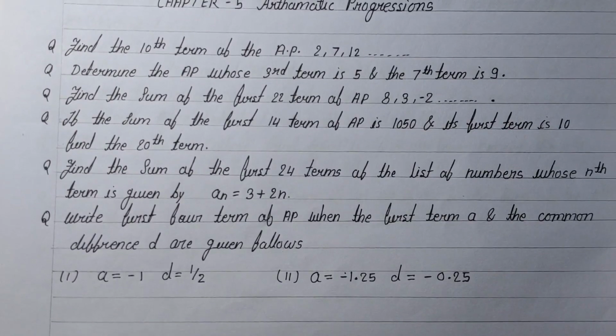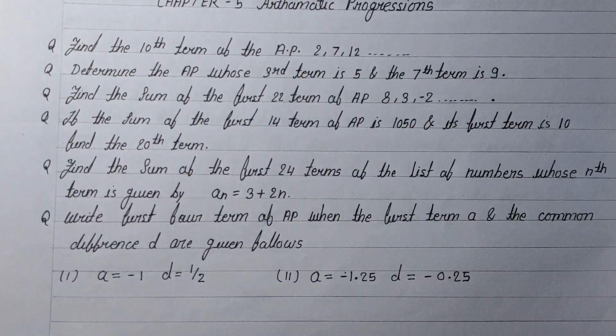Next, find the sum of the first 22 terms of the AP 8, 3, minus 2 and so on. Next, if the sum of the first 14 terms of an AP is 1050 and its first term is 10, find the 20th term. Next, find the sum of the first 24 terms of the list of numbers whose nth term is given by an equal to 3 plus 2n.